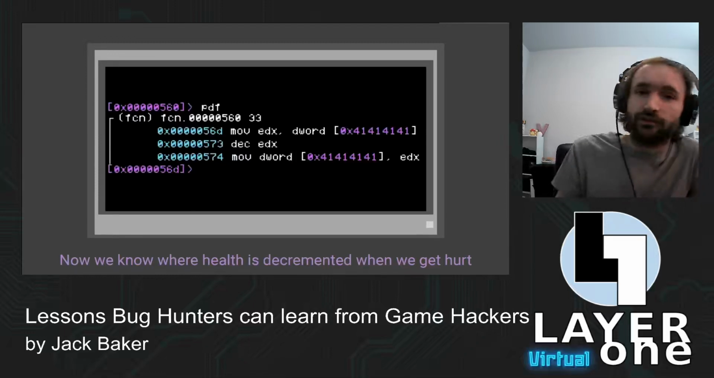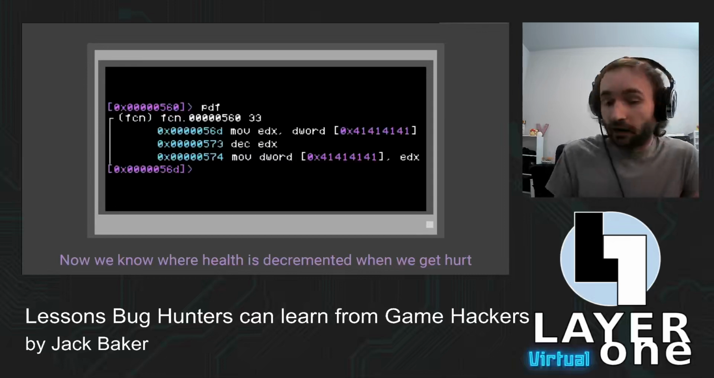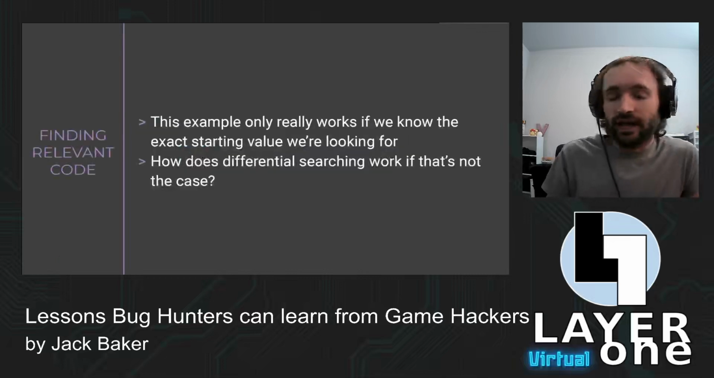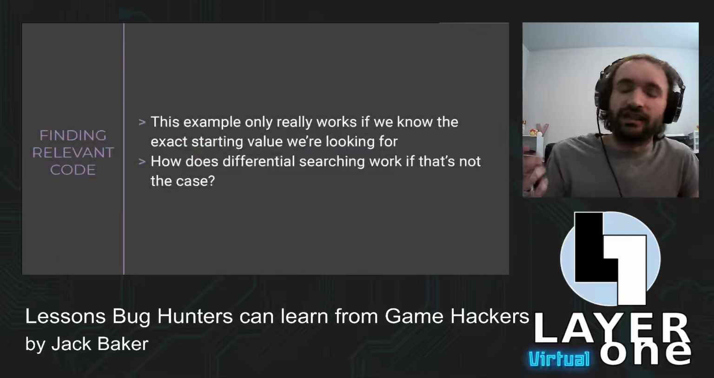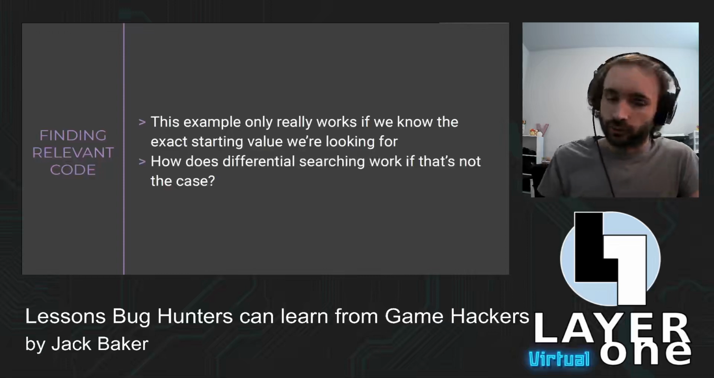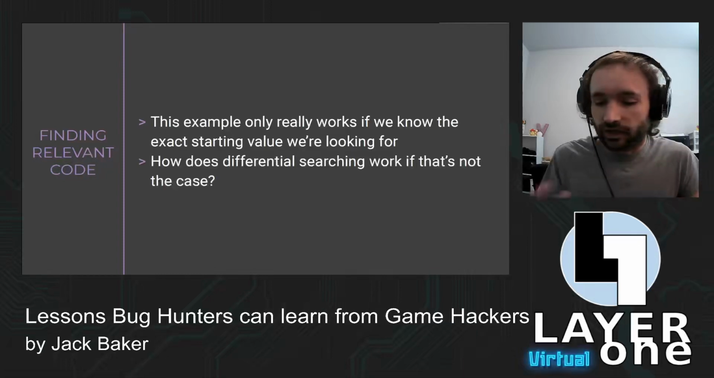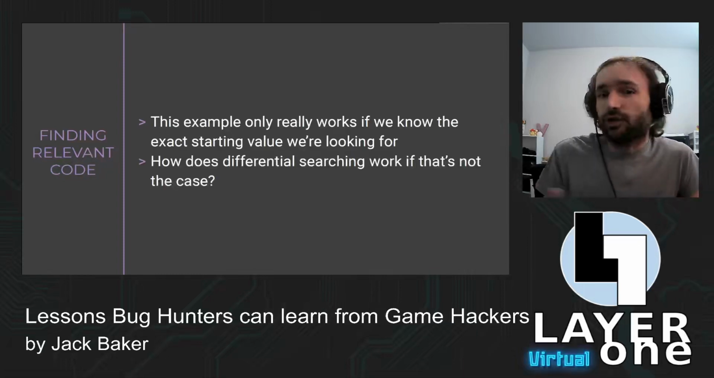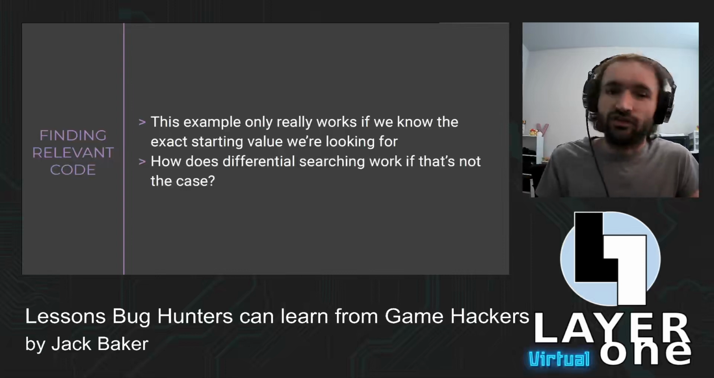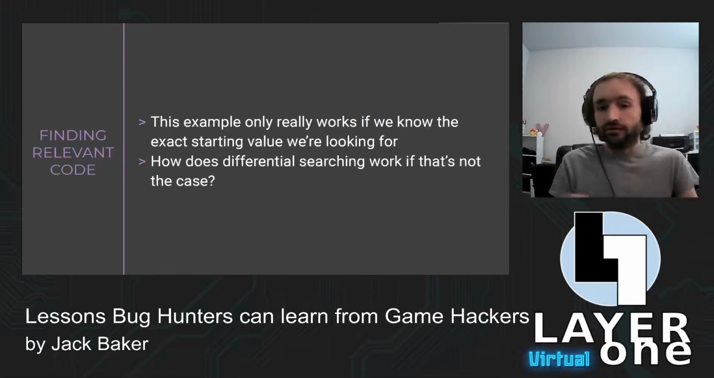So this technique is really useful, but what you might have noticed is that we had a little bit of help because we knew exactly the starting value we were looking for. We knew that our health was 5, but this isn't always the case. It could be a value we don't know the specific value of. It could also be that we just don't know the representation of it. It could be integer 5. It could be floating point 5. It could be some other representation we're not thinking of.